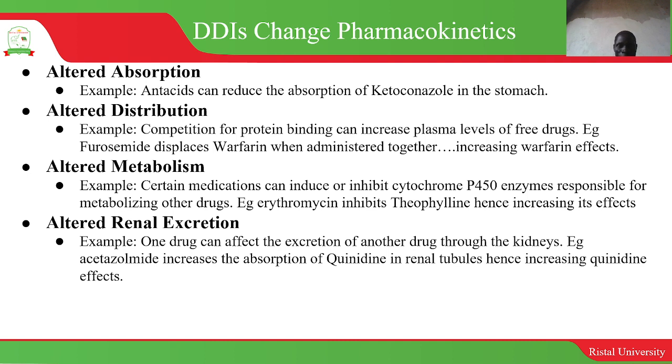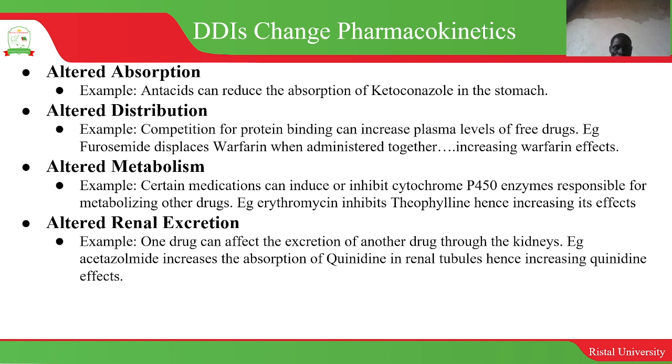We said drug-drug interactions also change the pharmacokinetics in four different ways. They alter the absorption, they alter the distribution, they alter the metabolism, and they can also alter the renal excretion of these particular drugs.